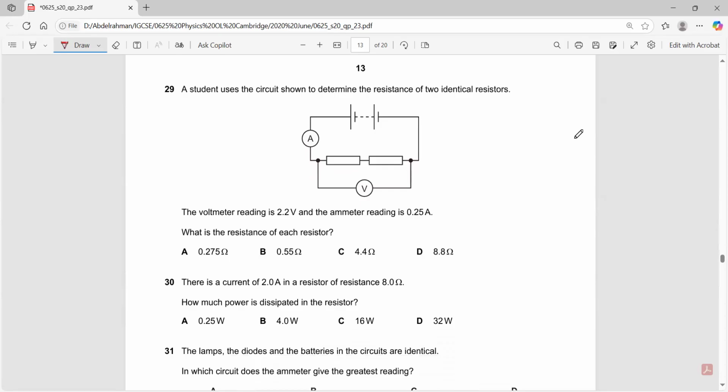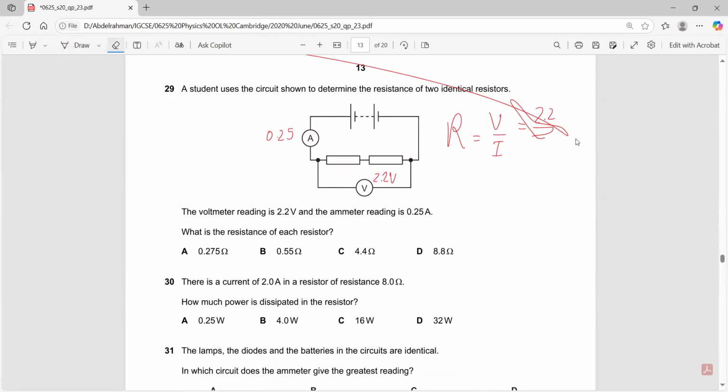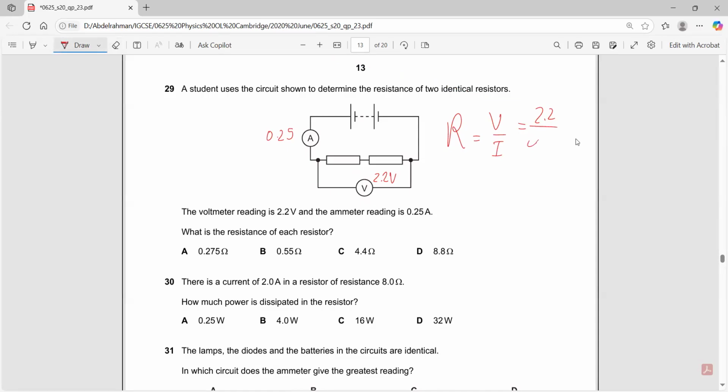What is the resistance of each resistor? If the voltmeter reading is 2.2 volts and the current is 0.25 amps, can I find the resistance? Yes, R equals V over I. 2.2 over 0.25, which is 8.8 ohms. If you choose D, it would be wrong.